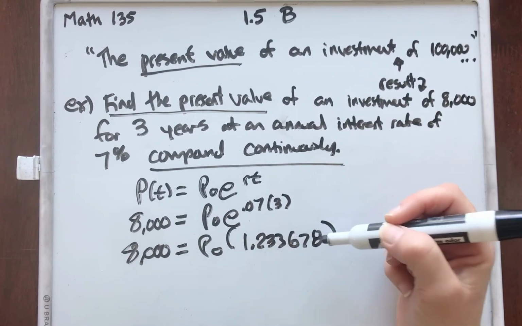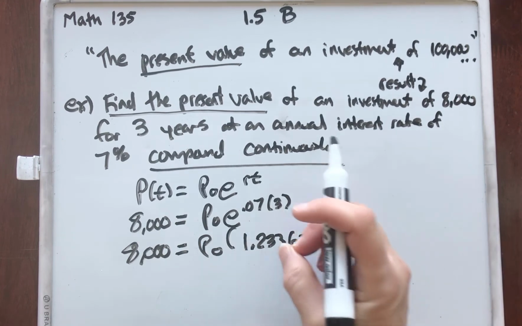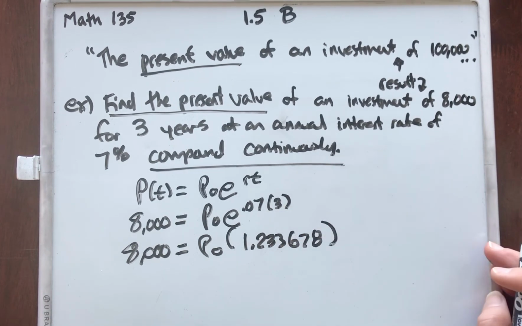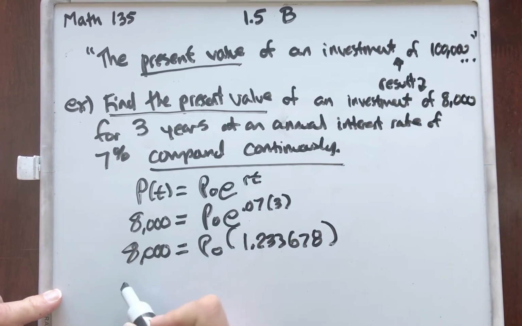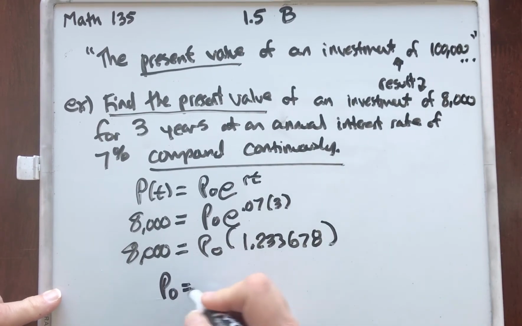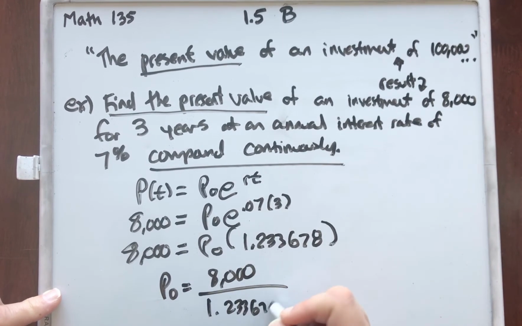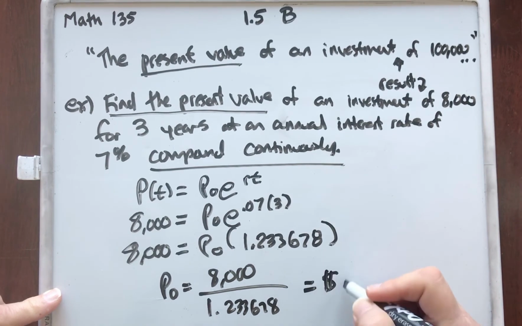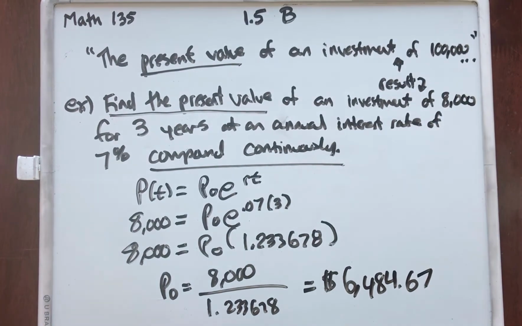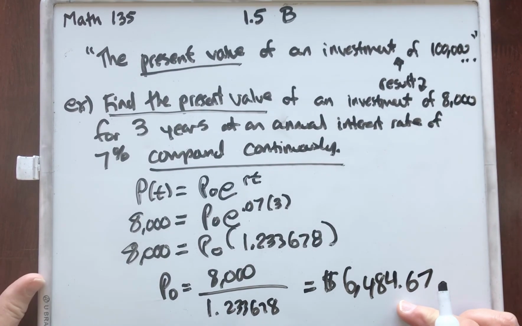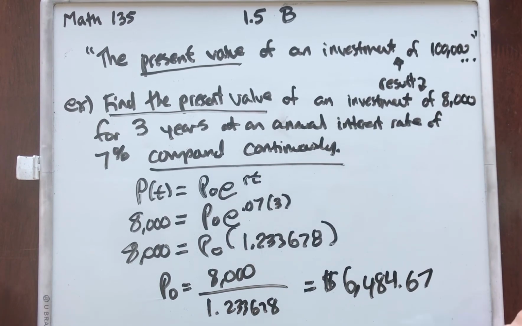I like to go out at least to 5 decimal places. Here I went out 6. But when you're dealing with large sums of money, going out to 5 is much safer. If you just go out to hundredths, you're going to be way off on what it really is going to be. Okay, so to get P naught by itself, we divide both sides by that same number. And we have P naught equals 8,000 divided by 1.233678, and that equals $6,484.67. So that is what we would have to invest continuously to end up with $8,000 after 3 years.